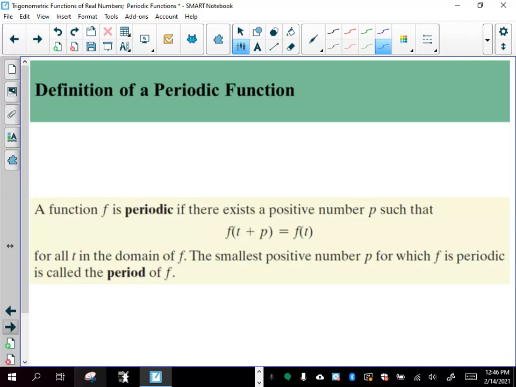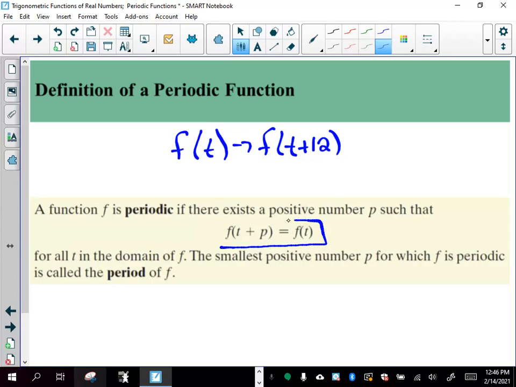And so what happens is that when you're looking at this, if I know every 12 hours my high tide will be the same, that means that if I have a function and I add the 12 hours to that, they're going to wind up being the same thing. So when we're looking at these periodic functions, it's in that same format. So a function is periodic if there exists a positive number such that this winds up being a true statement.